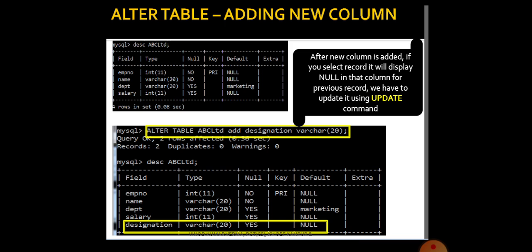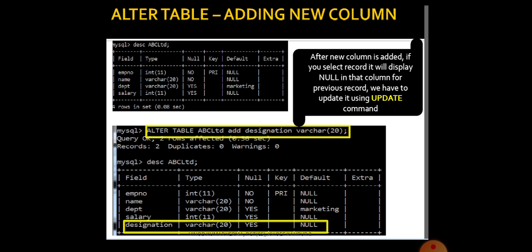In this slide, we are going to discuss how to add a new column. While we describe the ABC Limited table, it has only 4 columns. Look at the syntax given. Alter table ABC Limited. That is the table name. Add is the clause used for adding a new column. Designation is the new column's name. Varchar is the data type, 20 is the size.